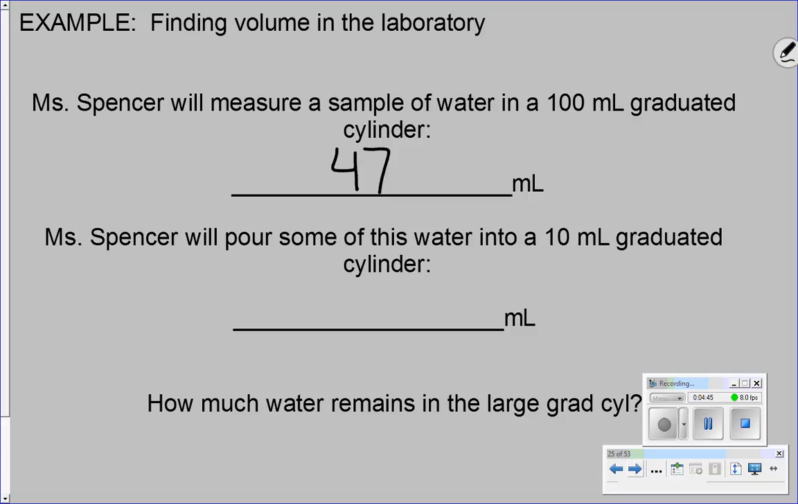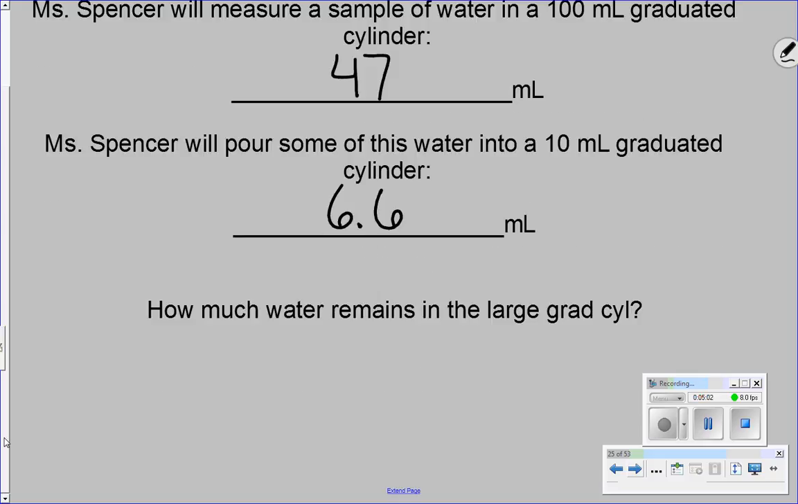If I pour some of the water into a 10 milliliter graduated cylinder, I'm going to pour 6.6 milliliters in there. Our 10 milliliter graduated cylinders actually can read that decimal place. So I poured out this 6.6 milliliters. I want to know how much remains in the large graduated cylinder, so I'm going to subtract these. I'm going to do 47 minus 6.6.